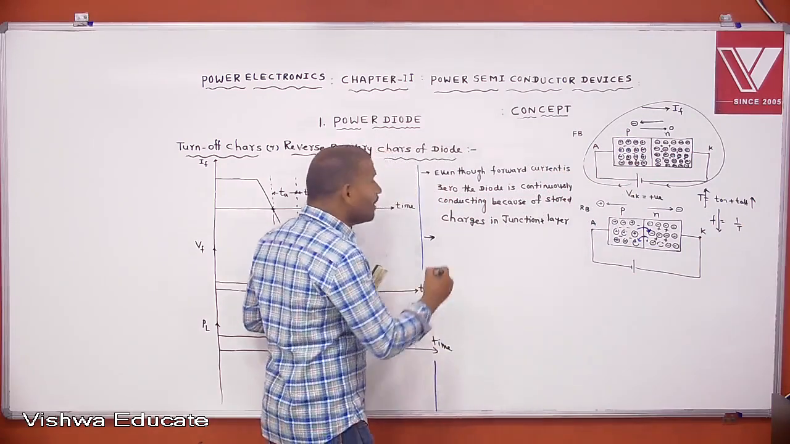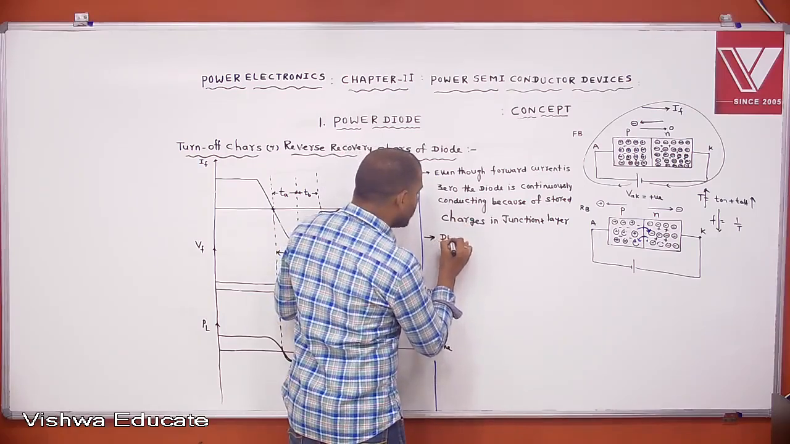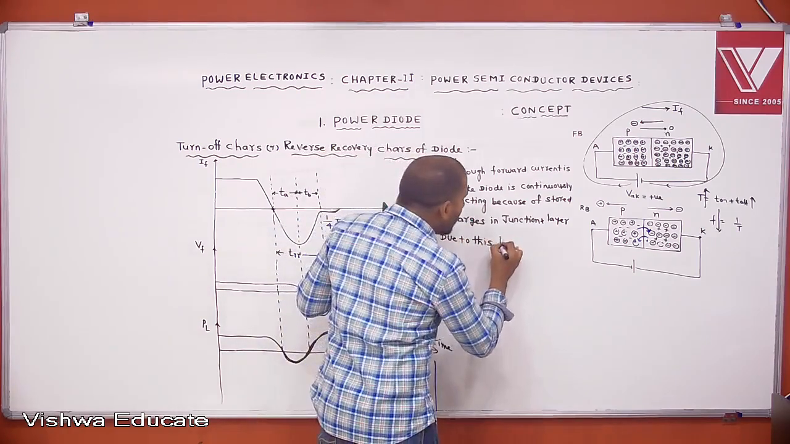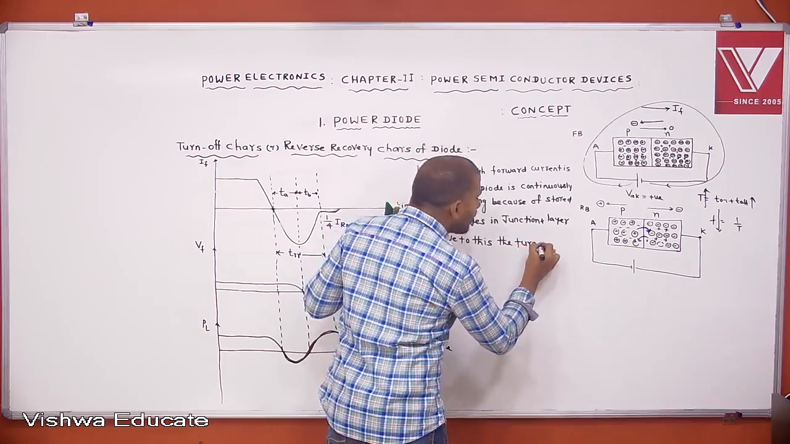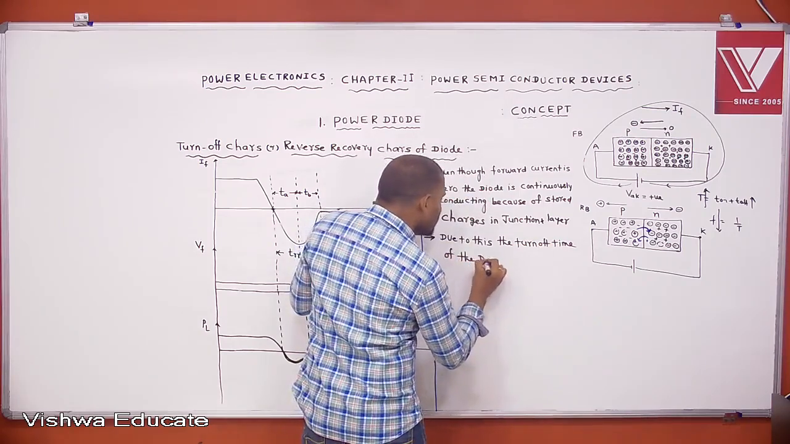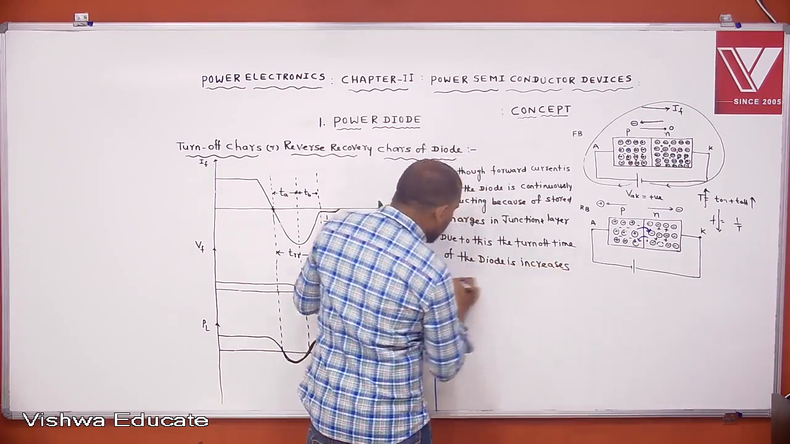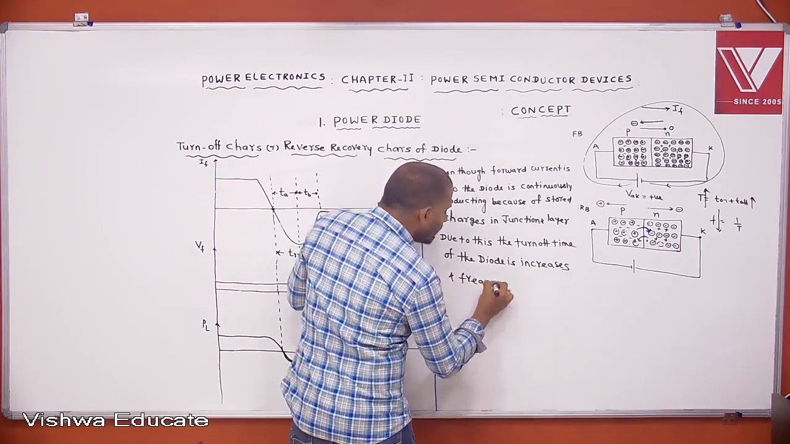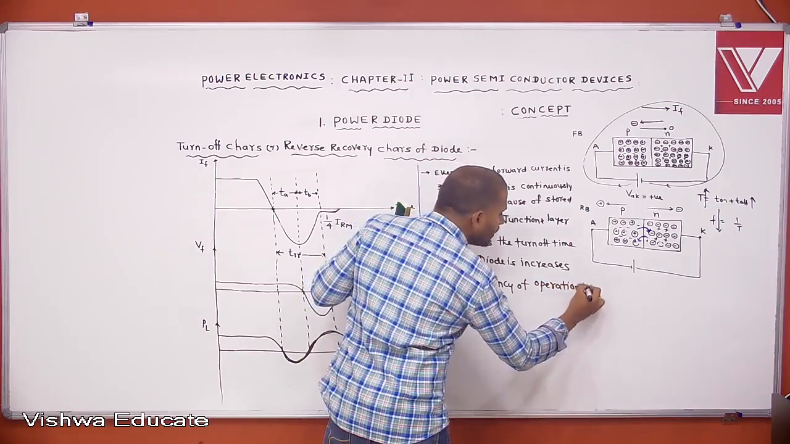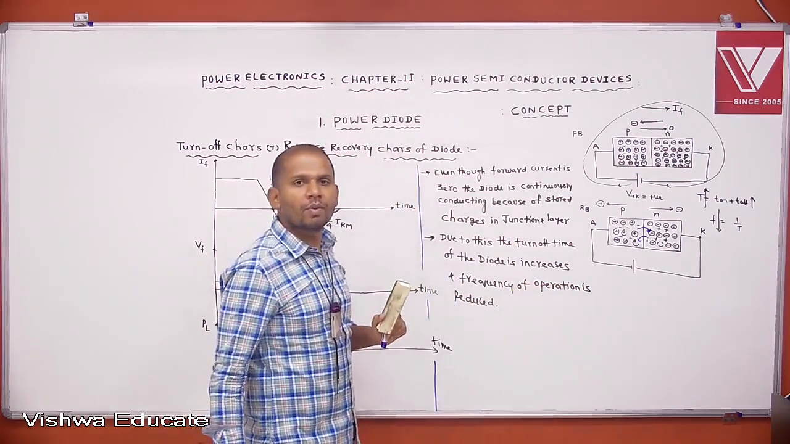That is, due to this process, what is the drawback? The turn off time of the diode increases, and the frequency of operation is reduced. The switching frequency is reduced.